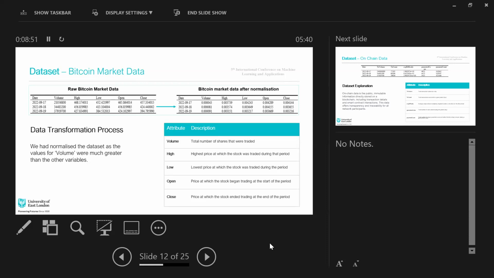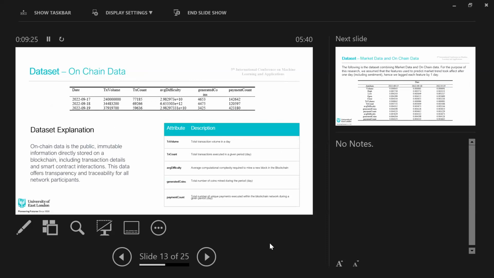And then we have the table that describes each attribute. The volume is the number of shares that were traded at that point in time. The high is the highest price at which the stock was traded, low being the lowest price at which the stock was traded. Open is the price at which the stock began trading at the start of the period. The period that we were using for this research is the day. And the closing price is the price at which the stock ended, or closed, at the end of the day, or when the market closed.